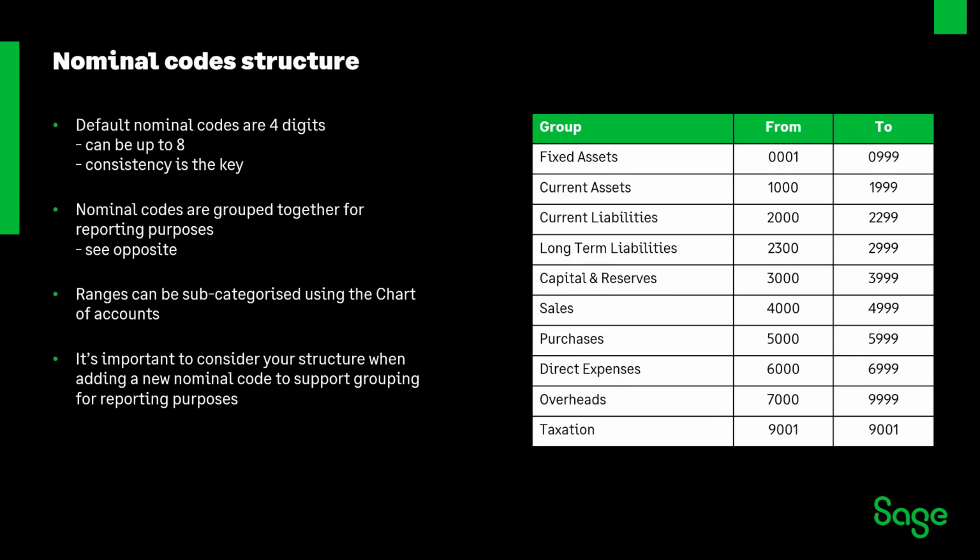Now, ranges, so let's say your sales range, can be subcategorized, and this is where it uses the chart of accounts. Your chart of accounts will have a number of structures, or a number of ranges, in there. So within sales, you're going to have a number of ranges. This is where you can group nominal codes together for reporting purposes. It's something to be aware of when you are setting up new nominal codes. It's very important to consider your structure when you're adding those nominal codes so that they're picked up correctly and support your grouping for reporting purposes.